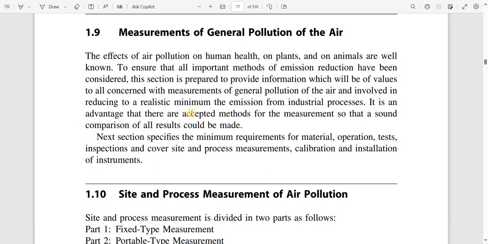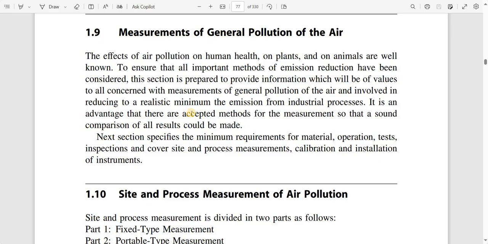Today we will be learning about measurements of general pollution of the air. The effects of air pollution on human health, on plants and on animals are well known. To ensure that all important methods of emission reduction have been considered, this section is prepared to provide information which will be of value to all concerned with measurements of general pollution of air and involved in reducing to a realistic minimum the emission from industrial processes.